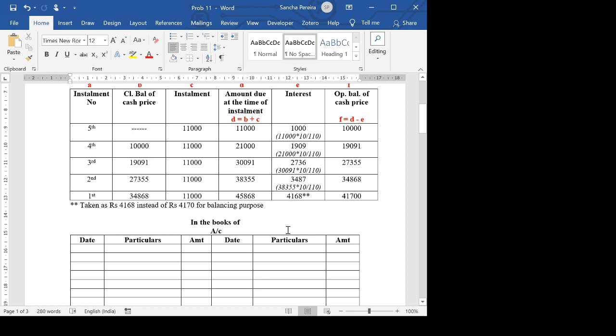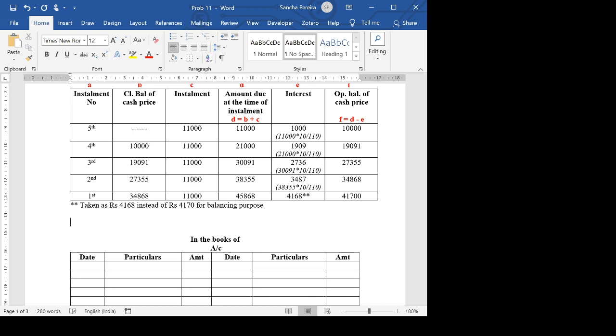You can write it down somewhere in your books. This problem arises only when the installments are equal. And only in these problems, where this entire cash price is not given and we have to calculate it like this. Is that clear? Okay.